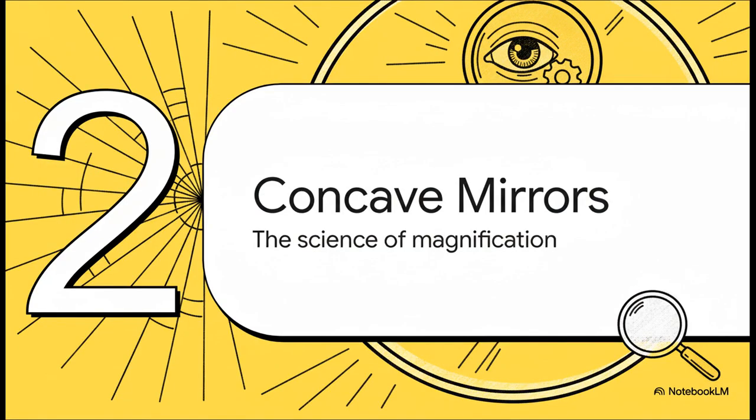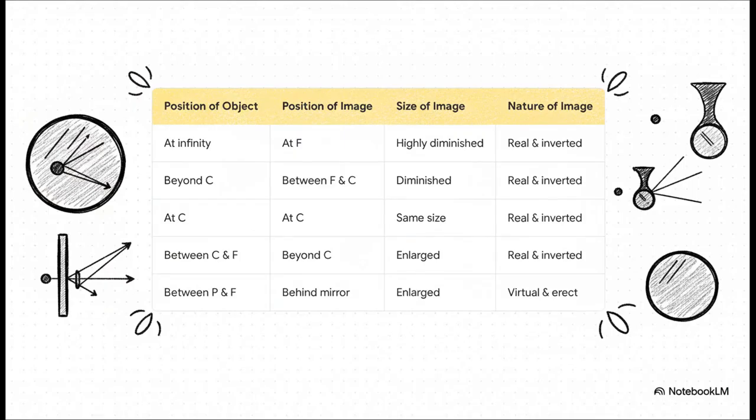Okay, so let's start with our first case, the concave mirror. That's the one that curves inward, like a cave. This is the mirror that knows all about magnification. And wow, this thing is a real chameleon. Just look at this table. Depending on how close or far an object is, a concave mirror can make the image tiny and upside down, it can make it the exact same size, or it can make it huge. It can create a real image, one you could actually project onto a screen, or a virtual one that only seems to be behind the mirror. It really is a shapeshifter.